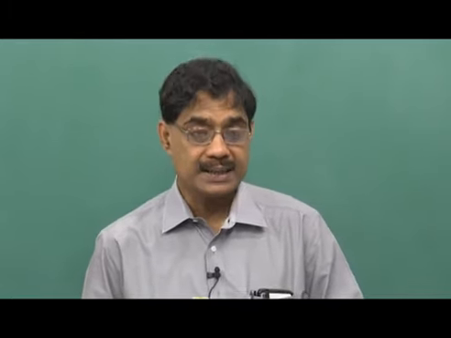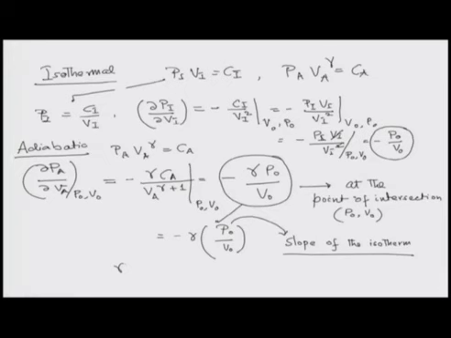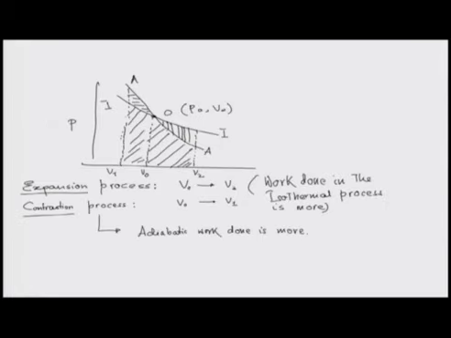The slope of the adiabatic curve is gamma times more than the slope of the isothermal curve at the point of intersection. Please remember, gamma is greater than 1. What is the consequence? From the intersection point, which is at P naught, V naught, you consider an expansion up to a volume V2. Work done in the isothermal process is more in comparison to the work done in the adiabatic process, because the isothermal process has this additional area.